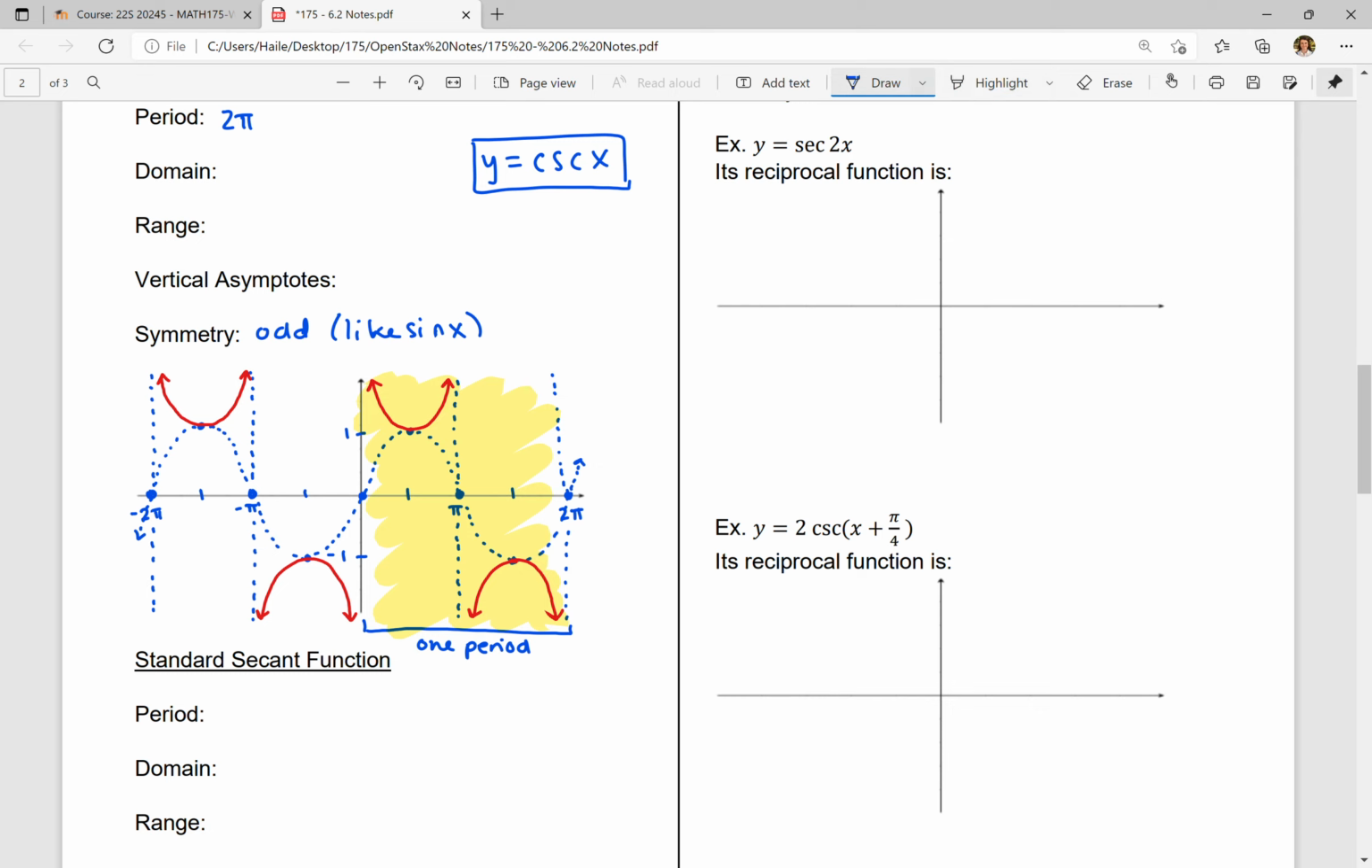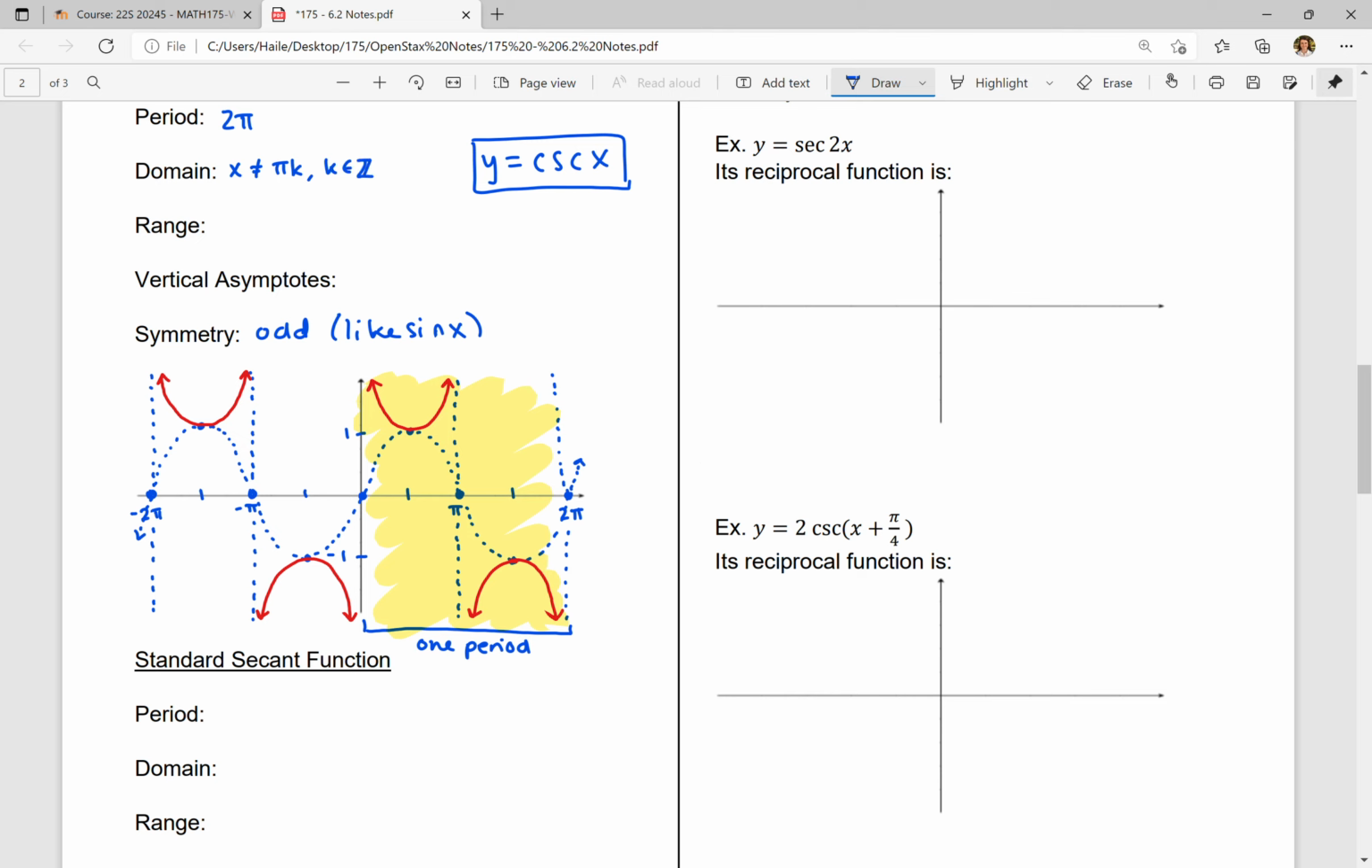So the domain we can get by just excluding the values of the vertical asymptotes. So we need to get a formula for these, and if you notice, they occur at everywhere there's a multiple of pi. So the way that we write the domain is we just say that x cannot equal pi k, where k is an integer.